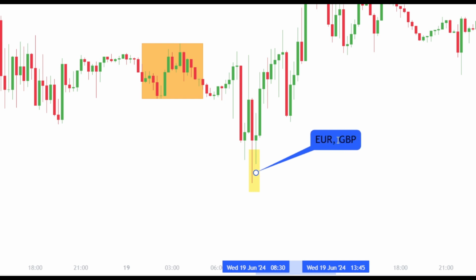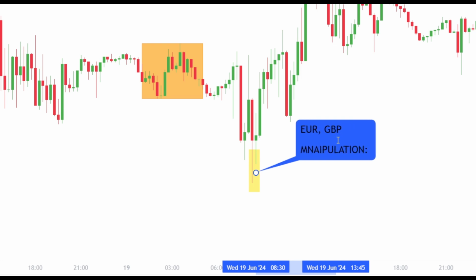Euro or GBP related, your best bet to look for your low of the day, your Judas swing, your manipulation, right? This all ties into the Judas swing. Your manipulation, or let's call it Judas swing instead.